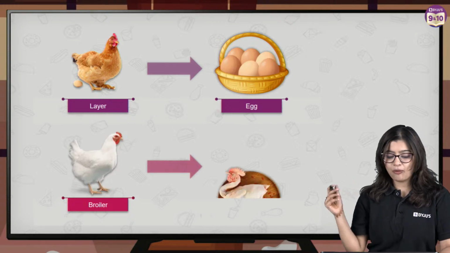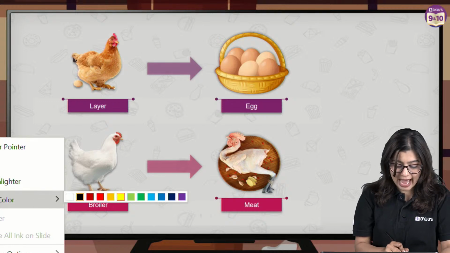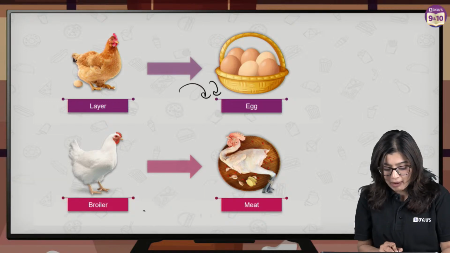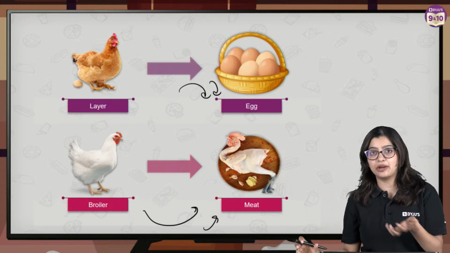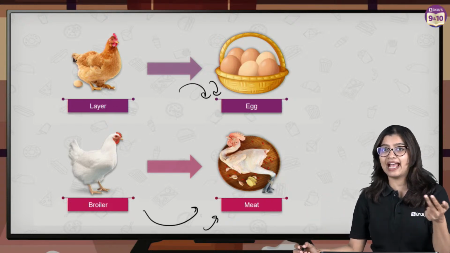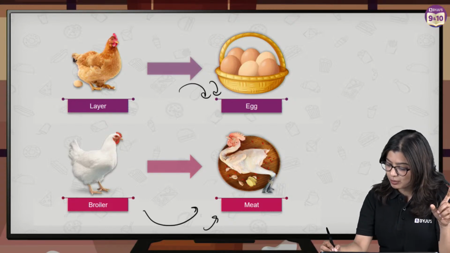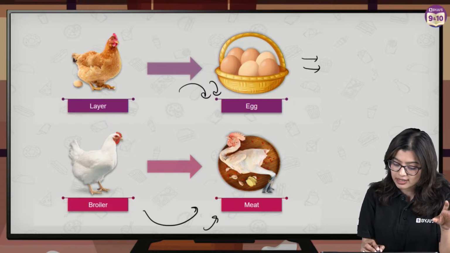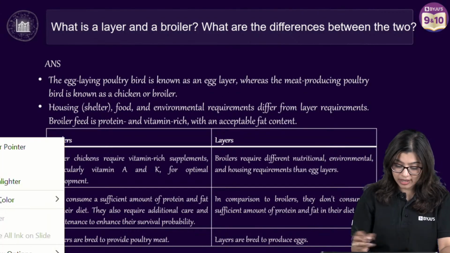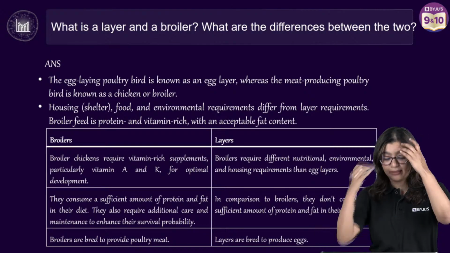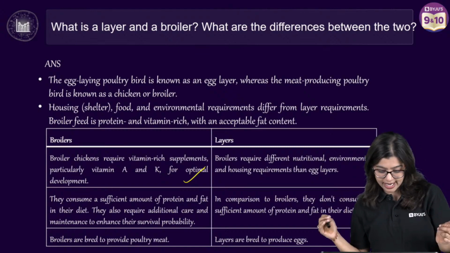Okay? See, what are layers? Layers are basically poultry birds which we rear to get eggs from them, right? While broilers, on the other hand, are reared for their meat. Now, if I am rearing an animal for its meat or for the eggs, the nutritional requirements are different, right? So what do we see? In the case of layers, we see that they require more vitamin A, vitamin K in their diet, right?